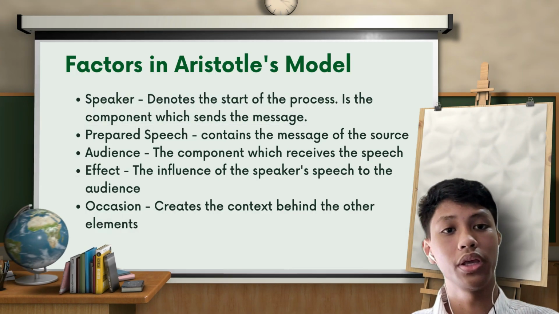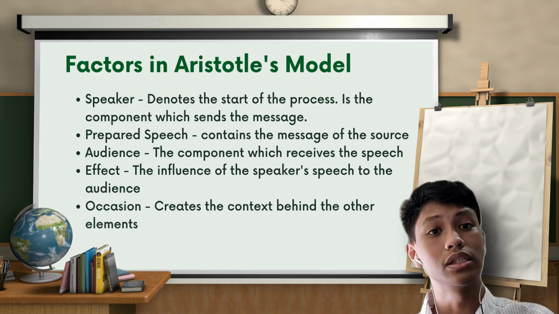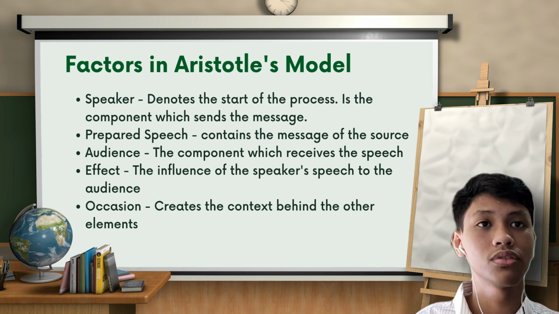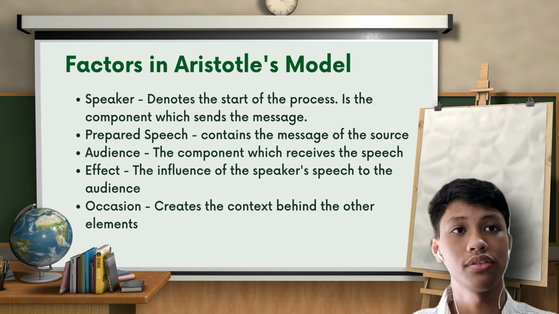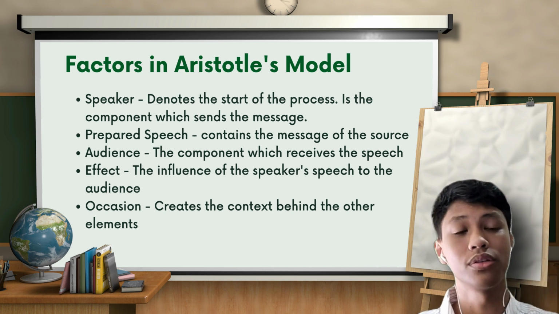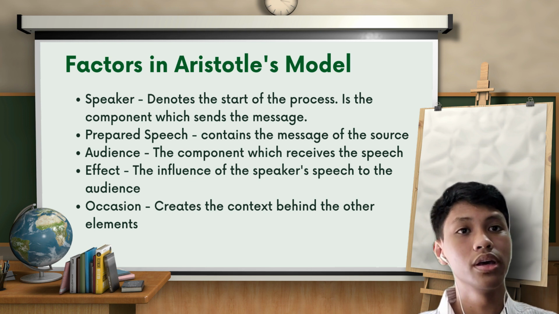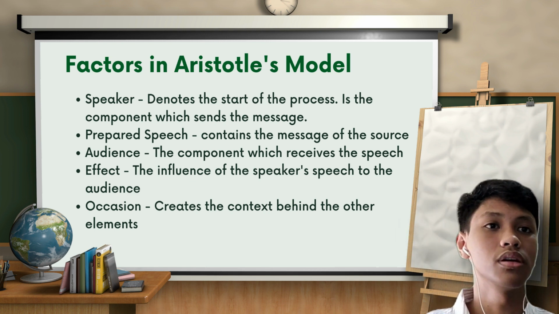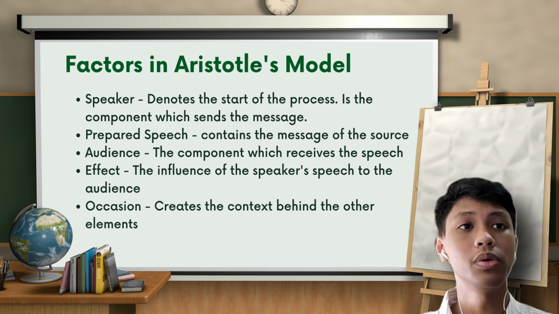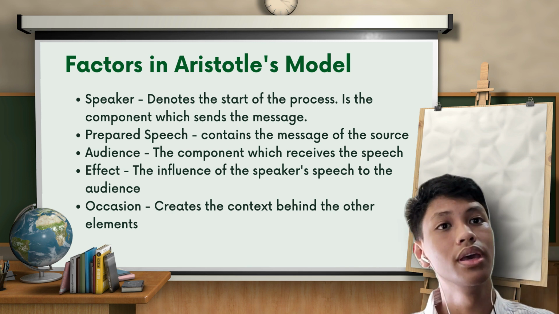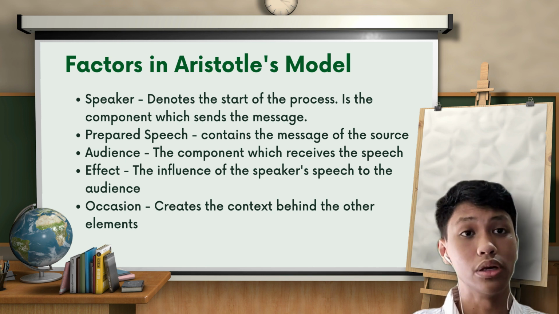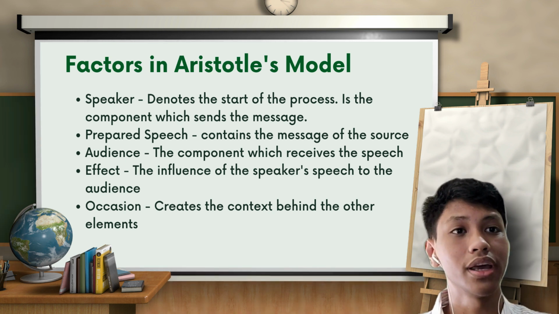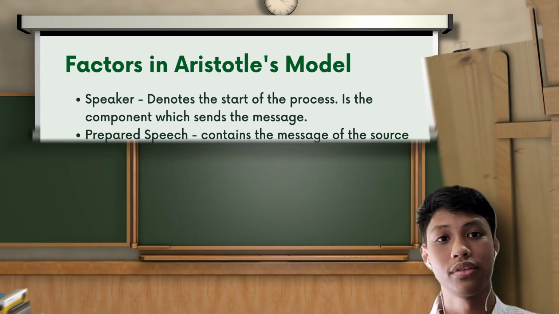Let me give out brief explanations in case the model is really hard to understand. So first, we have the speaker, which denotes the start of the process. It is the component which sends the message. Then we have the prepared speech, which contains the message of the source, and the audience, which is the component which receives the speech, and the effect, which is the influence of the speaker's speech to the audience. And so we have the occasion, which creates the context behind the other elements.